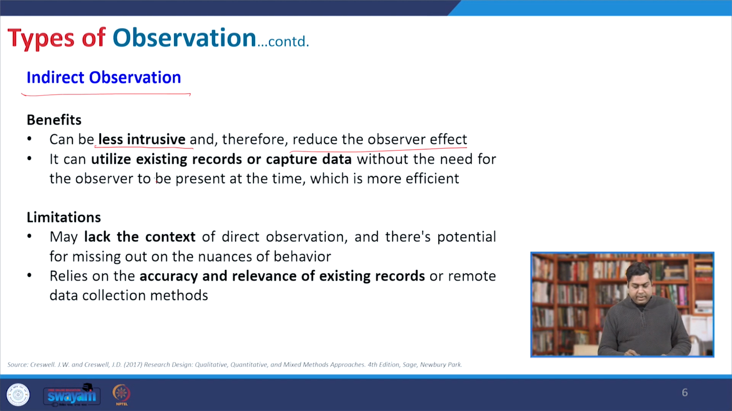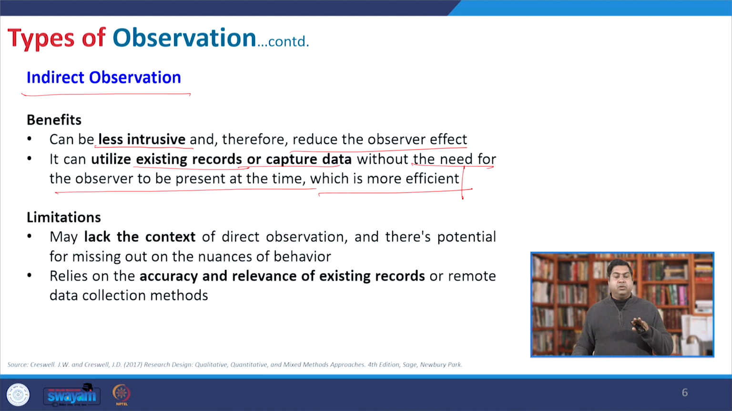It can utilize the existing records or maybe some captured data without the need for the observer to be present at that particular time, and then it is efficient. So you may know that in your city, under different smart city programs, there is certain kind of increase in installing some traffic control cameras, which are programmed.